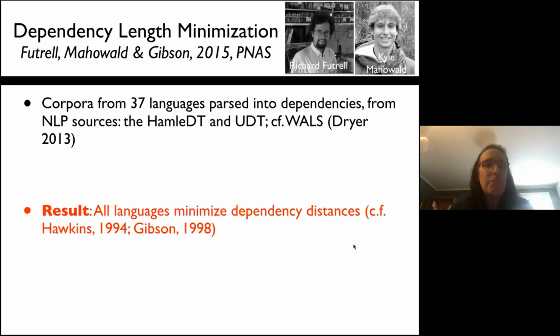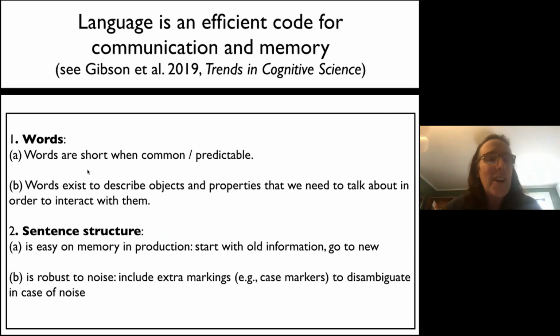So here's what I told you, and I'm sorry, it's an hour and five. I have no trouble talking for a long time. This is the words here. Words are short when they're common. That was the Piantadosi result. That's just about form. And then I told you about colors. The idea is that maybe words exist to describe objects and properties in the world that we want to talk about, a communication-based idea about why we have words. And then in production, sentence structure is easy in production such that we want to keep our dependencies close together.